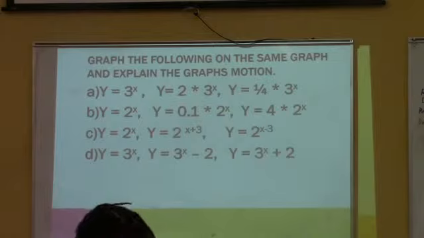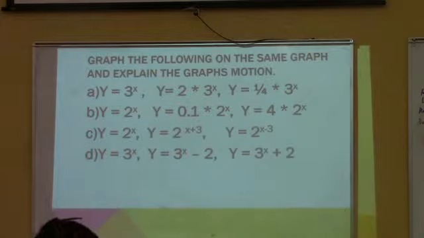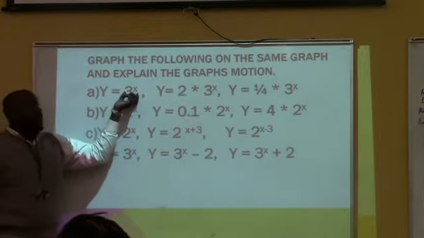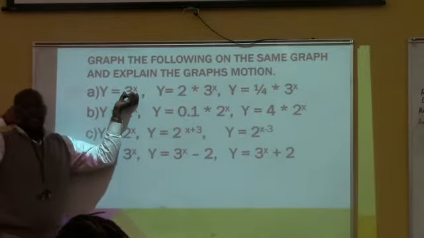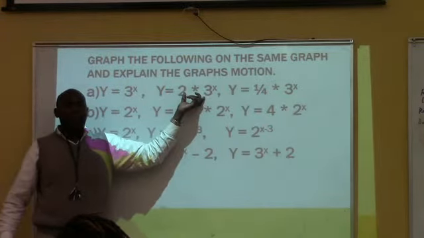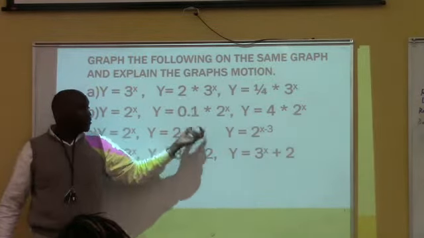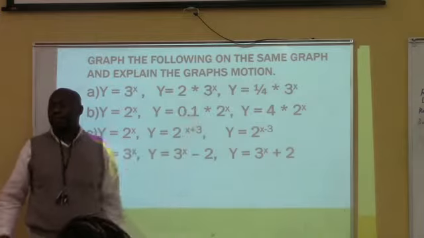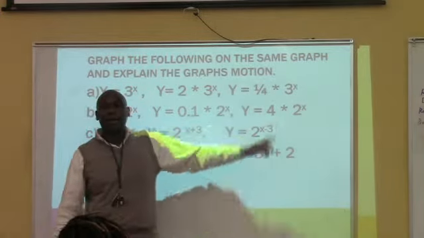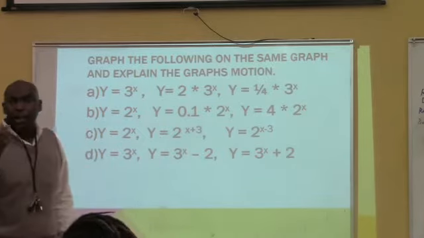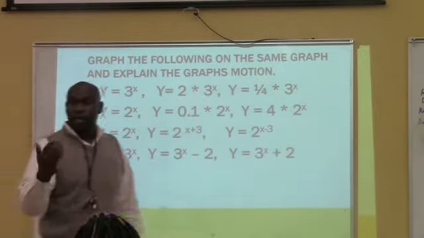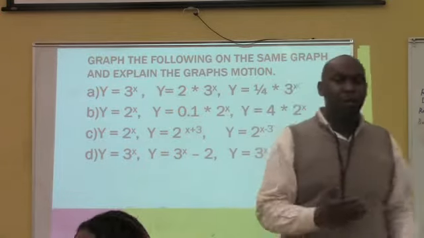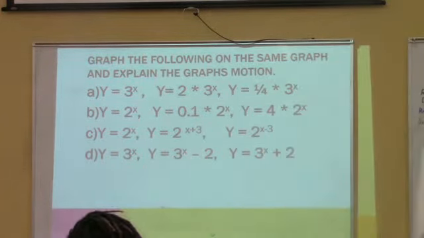So look at what happens. What you have to describe is what's happening. What happens when you multiply by 2? Like the first one, if you have 3^x, that's your base graph. Then when you multiply by 2, what happened to the graph? And what happened when we multiply by a quarter? That's what you have to describe. Which direction did it go? Yeah, it went vertical, but which direction did it go? It depends on the size of what it's multiplied by.